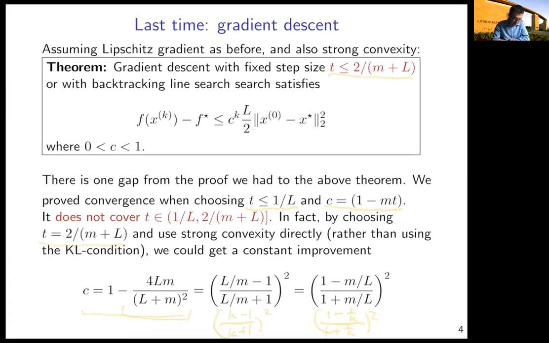So notice that this can be smaller than 1 minus 1 over kappa that we established with the learning rate t chosen to be 1 over L.